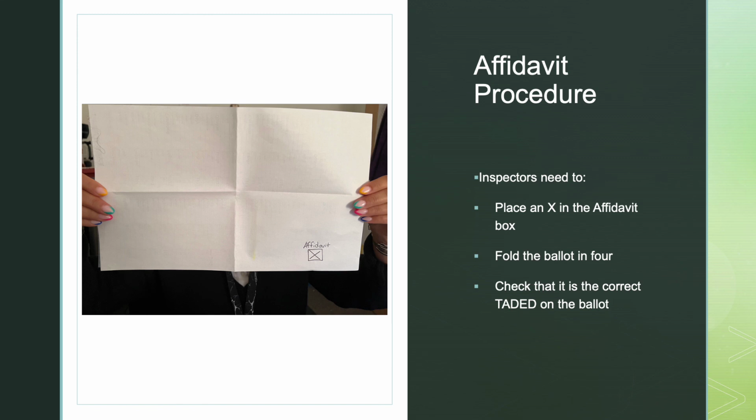Take the ballot for the affidavit voter and place an X in the box labeled affidavit. Then you will fold the ballot in fours, as seen in the picture on the piece of paper. We do this so that the ballot cannot be placed in the DS-200 without an error. If it's during early voting, make sure you have the site manager come over to look up the TADED of the voter's correct address in the poll pad so they can manually print the appropriate ballot.